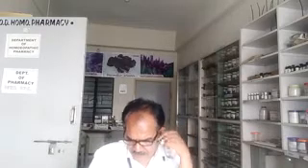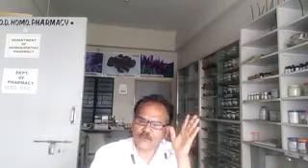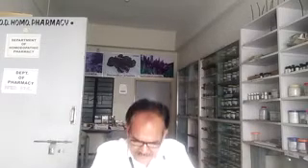The foot plate is also called the base. It is oval in shape and fits into the fenestra vestibuli, that is the oval window. Joints, we have just seen. Now the muscles, there are two muscles we have seen, tensor tympani and stapedius.